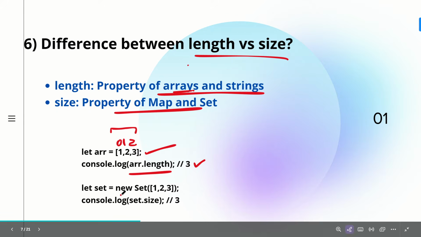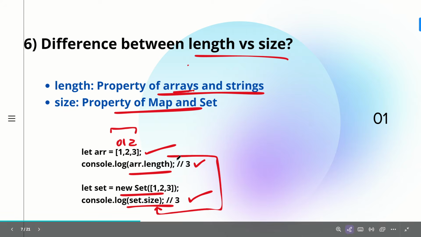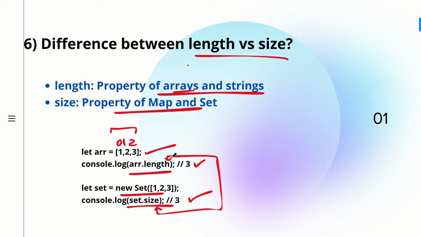But with a set, you can declare your set with this syntax, new and then the Set keyword. And if you try console.log set.size, you are going to get the size of that set. So if you try to exchange these keywords, you might get an error, or you might not get the correct result. So make sure that you don't get confused between length and size. Length is useful for strings and arrays, and size is useful for map and set.